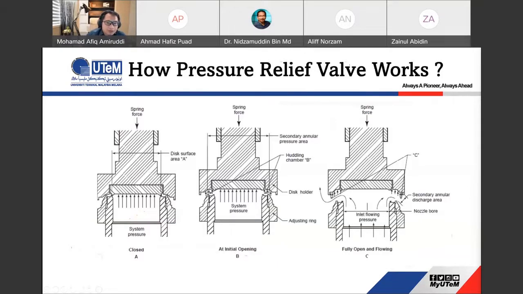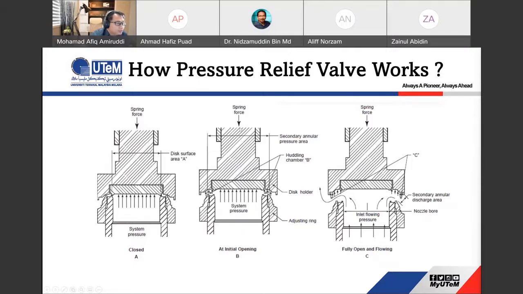Okay, how does a pressure relief valve work? First of all, we have position A. Initially, at the disc surface area, the spring force is higher than the system pressure, so the disc remains closed. The material inside the system cannot be relieved to the outside until the system pressure overcomes the spring force and tries to lift up.